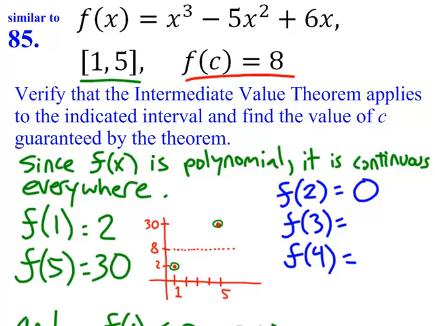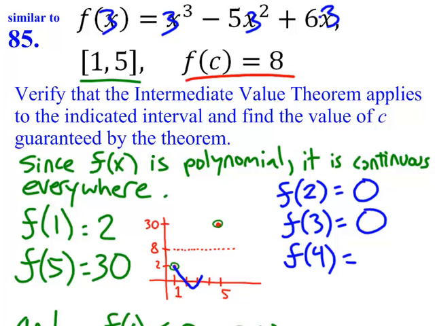What about f of 3? That's going to give us 27 minus 45 plus 18, well, that also equals 0. Kind of makes sense. I can see how if I actually cross the x-axis, it seems like I'd have to cross it again in order to get back to my point up there at f of 5.